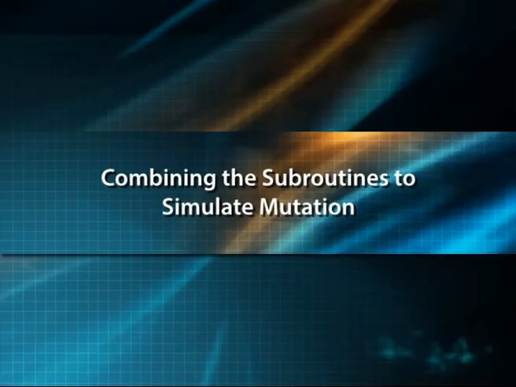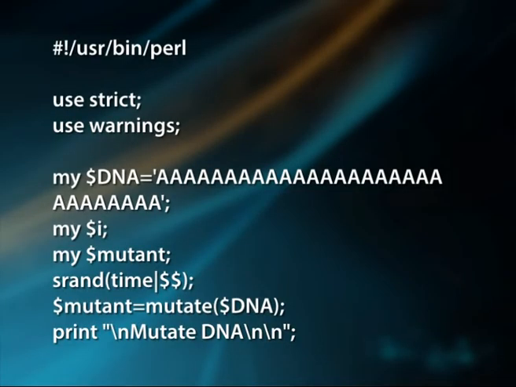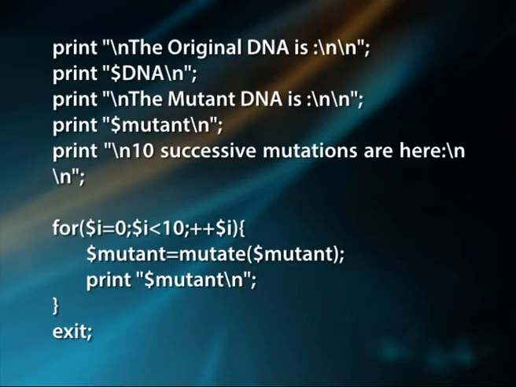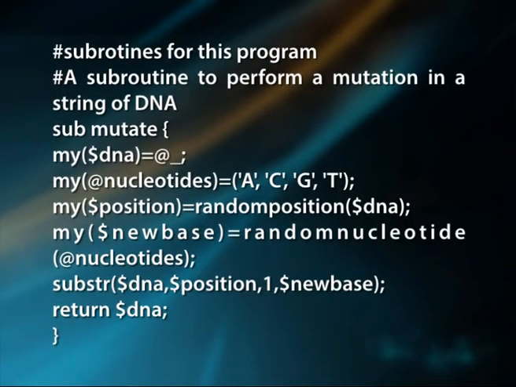Combining the subroutines to simulate mutation. #!/usr/bin/perl, use strict; use warnings; my $DNA, which is initialized with a DNA of all A's. my $i; my $mutant; srand(time|$$); $mutant = mutate($DNA); print "\nmutate DNA\n"; print "\nthe original DNA is\n"; print $DNA, "\n"; print "\nthe mutant DNA is\n"; print $mutant, "\n"; print "\n10 successive mutations are here\n"; for ($i = 0; $i < 10; ++$i) { $mutant = mutate($mutant); print $mutant, "\n"; } exit.